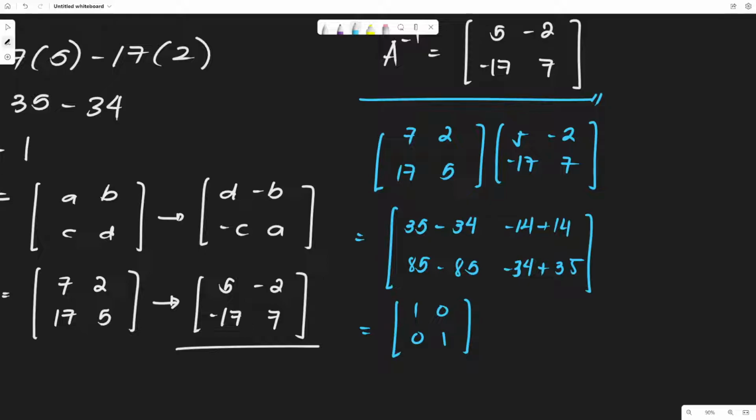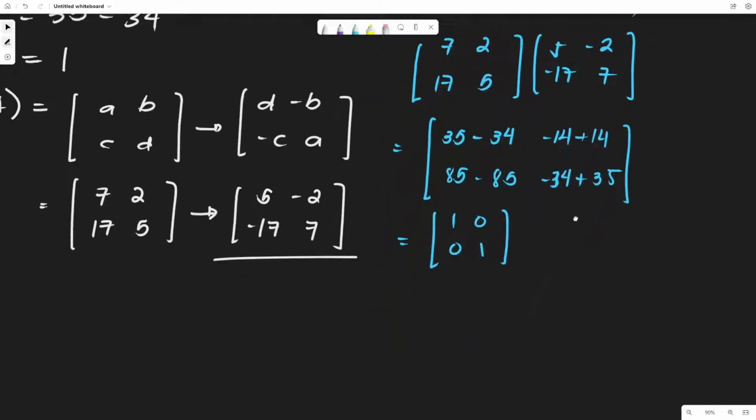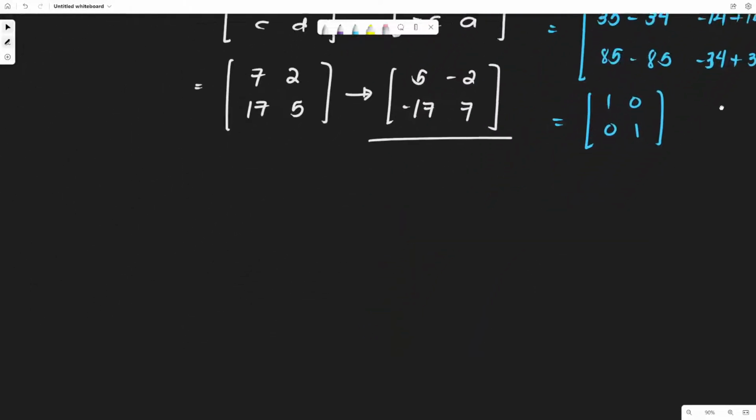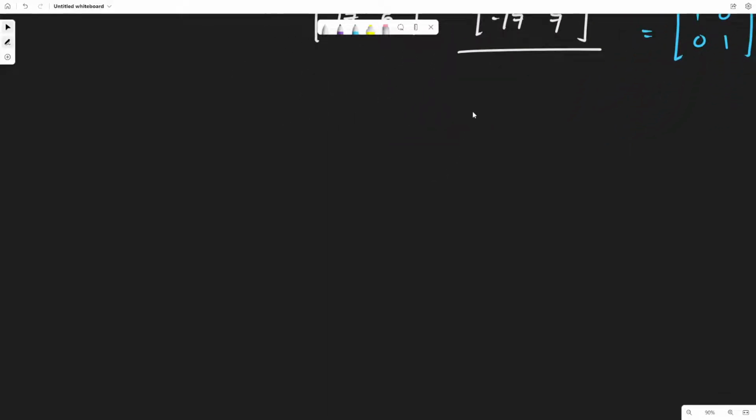Now, that's how you check if the inverse you got is correct. Just multiply, and the identity matrix should come out. Okay? So, another example for 2 by 2. Later, we'll do 3 by 3.